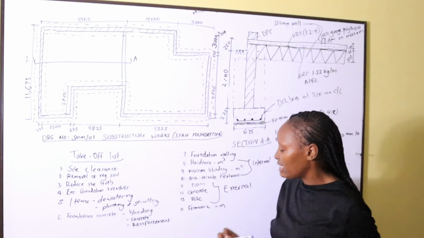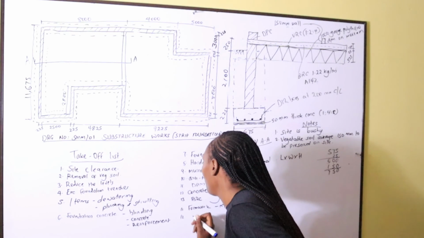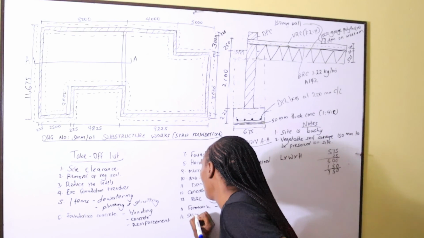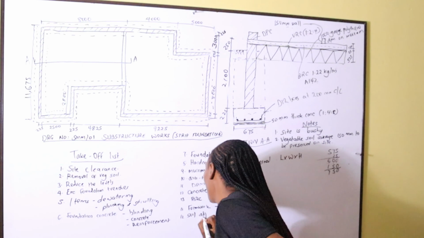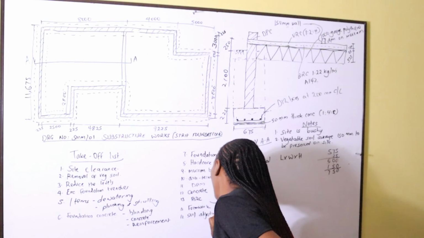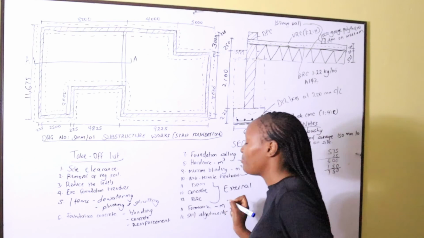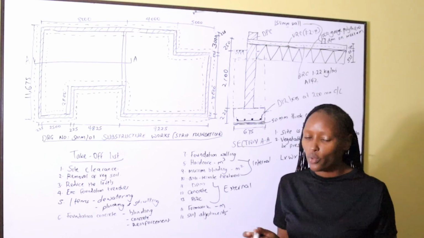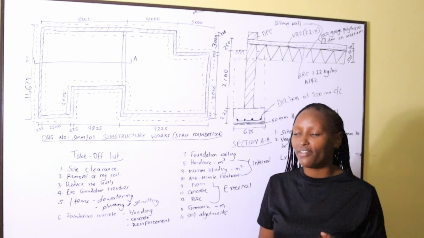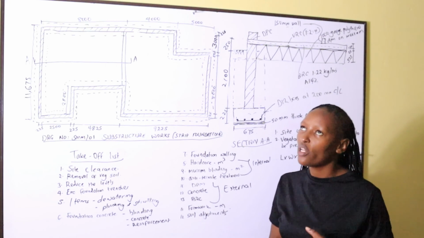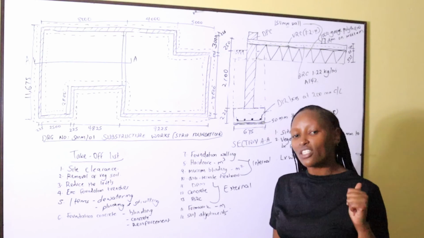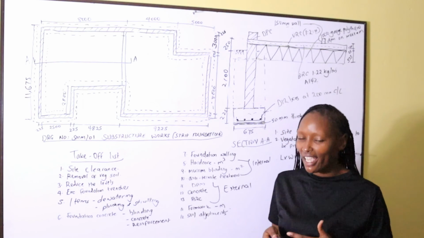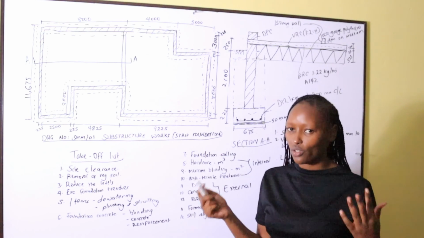Then the last thing we shall do is adjustments for the soil. So for the soil adjustments, there is soil that we excavated when we were reducing the level. There is soil that we excavated when we excavated the trenches. There is soil that we shall use to backfill, and there is soil that we shall take away from the site.